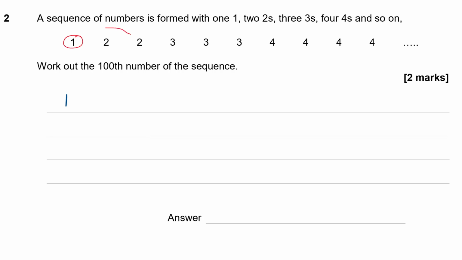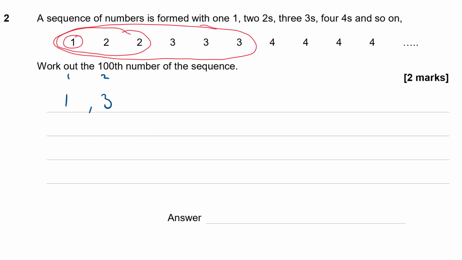Now if I add that to the number of 1s I've got, then 1 plus 2 is 3, isn't it? Okay, and then so that's my second number of 2s, takes me up to 3. Now if I add on the number of 3s, 3 3s, that takes me to 6. And then if I add on my 4 4s, how many have I got now? I've got 10. Do you recognize this sequence of numbers yet?